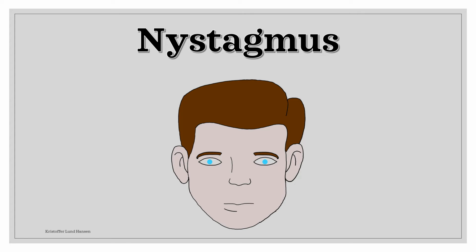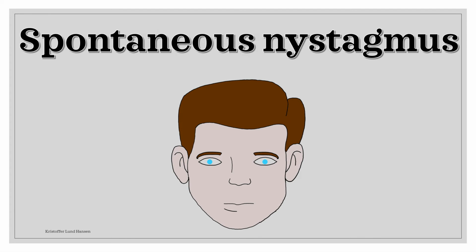For the next part, we have nystagmus, the biggest part of the test. We have already checked whether there is spontaneous nystagmus or not, but now we have to describe the nystagmus more specifically. First, spontaneous nystagmus. We have previously checked if there is spontaneous nystagmus at all, otherwise we wouldn't have performed the HINTS exam, but now we have to describe the nystagmus more specifically. And the first thing to do is to describe the direction of the nystagmus.